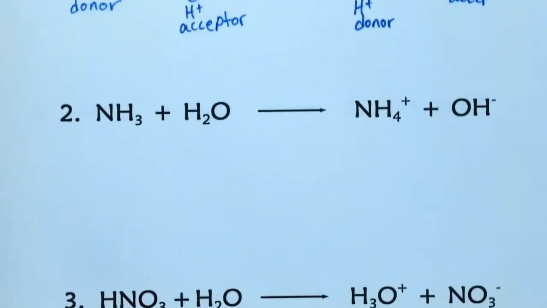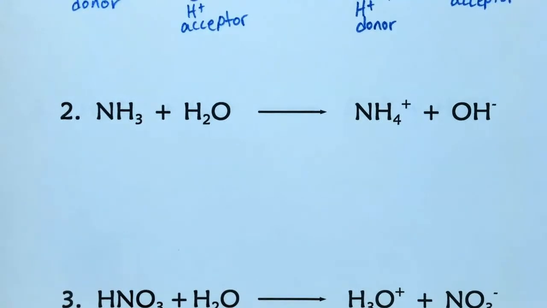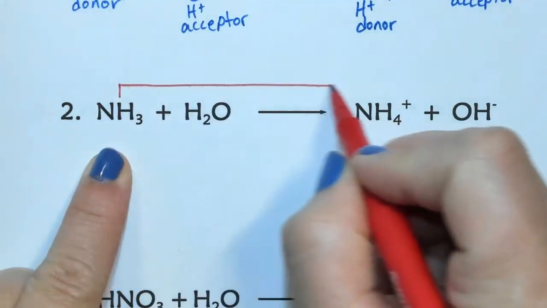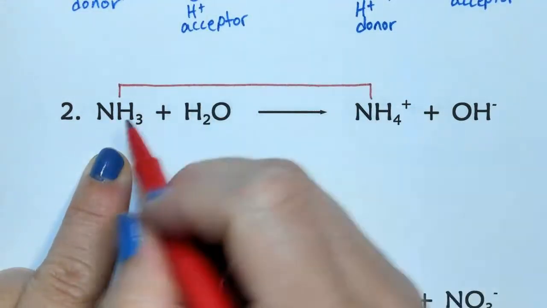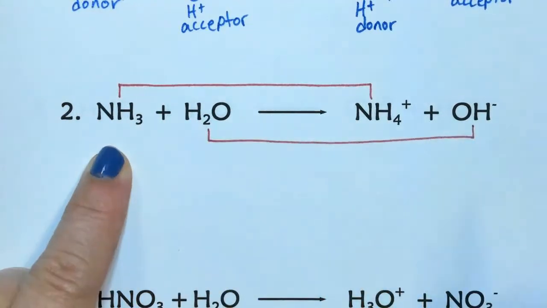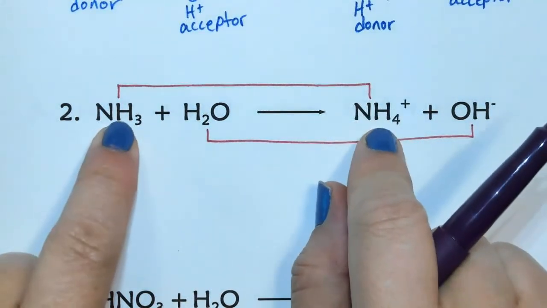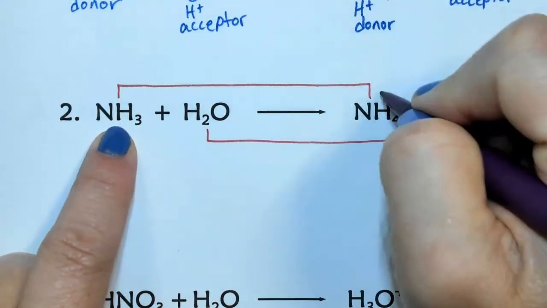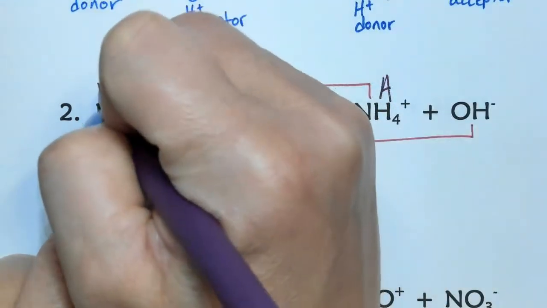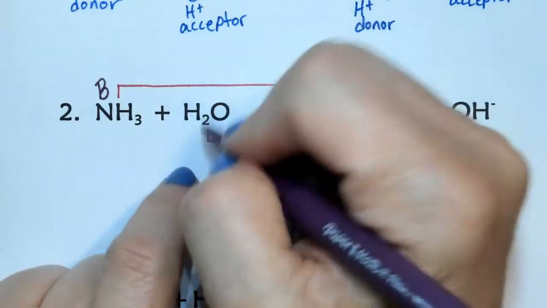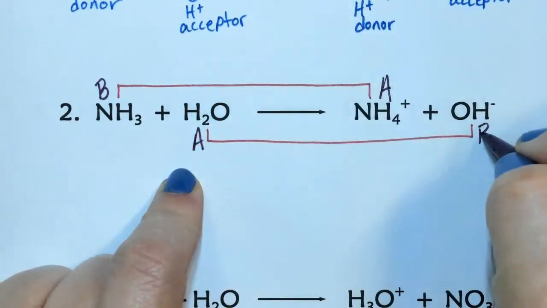All right, let's look at number 2. So number 2, identify your acids and your bases. So since these are conjugates of each other, right, and then these are conjugates of each other. Now that I know my conjugate pairs, which ones are the acids, which ones are the bases? Between these two, this has more hydrogens, so it's the acid and this is the base. And then between these two, this has more hydrogens, so it's the acid and this is the base.